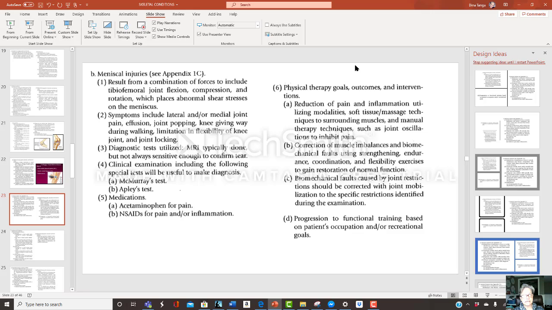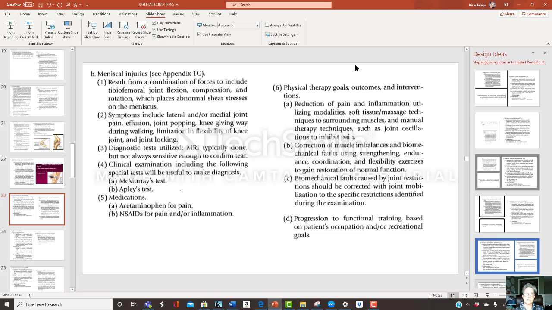Diagnostic test utilizes MRI, typically done, but not always sensitive enough to confirm a tear. Clinical examination includes the following special tests: McMurray's test and Apley's. Medications: acetaminophen for pain, NSAIDs for pain and/or inflammation. Physical therapy goals include reduction of pain and inflammation utilizing modalities, soft tissue massage techniques to surrounding muscles, and manual therapy techniques such as joint oscillation to inhibit pain.